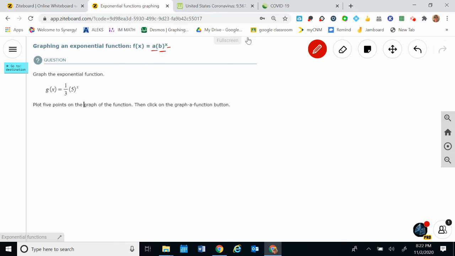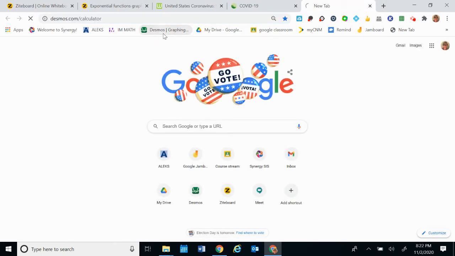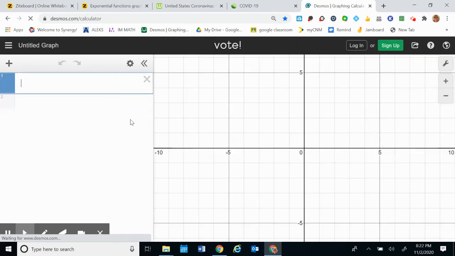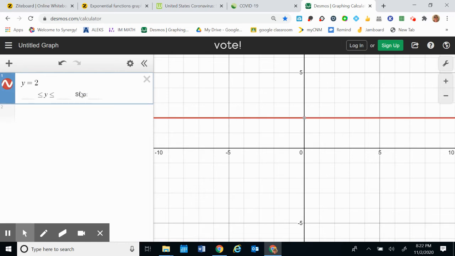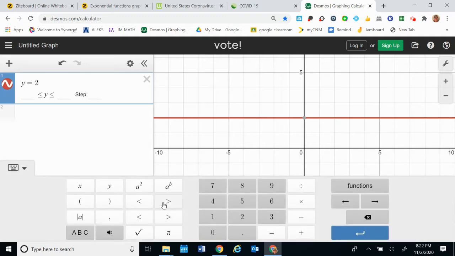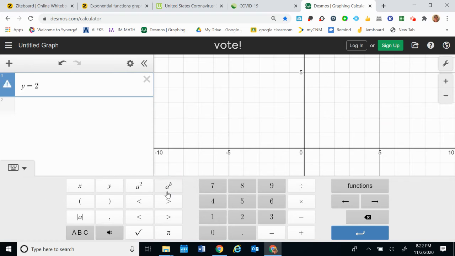Now, you can go over to Desmos and play. I highly encourage you to do that. Let's go over there. Check it out. You can see what the heck it does. What if I do y equals 2 to the x? You have to hit that so that you can get the exponent, 2 to the x.